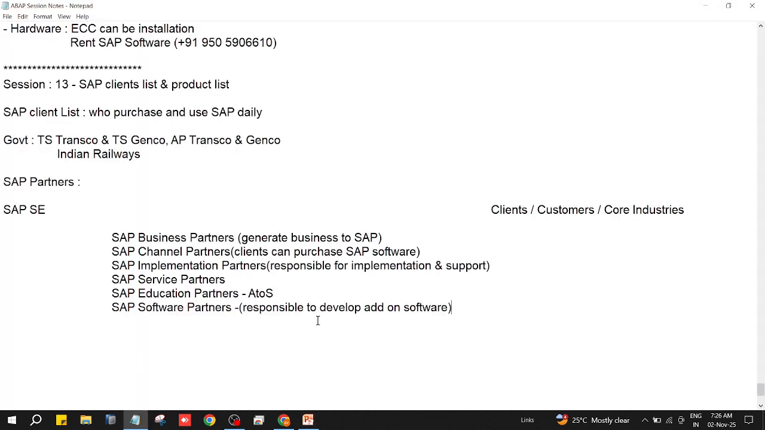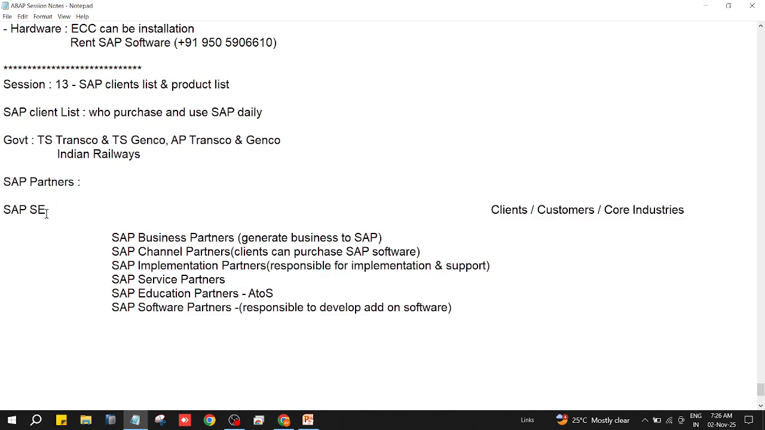is done by these companies. They are pure IT companies, responsible for developing new additional add-on software year by year. They develop it, demonstrate it to SAP, and thoroughly test with SAP. If it is approved, then they officially go to the market, explain it to the clients and customers, and sell their product also.